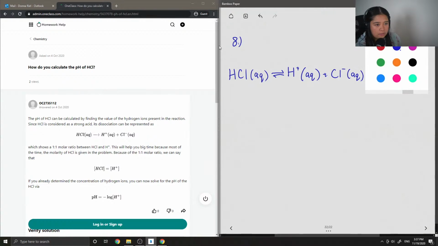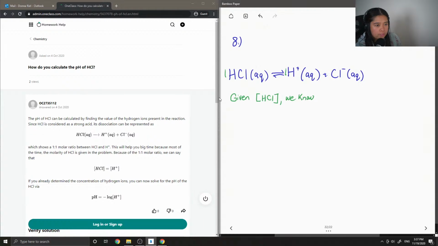Okay, so once you know that this is what happens when HCl is dissociated into its ions, if a question gave us the concentration of HCl, we know that since this whole reaction is all 1 to 1 to 1, all of their concentrations will be equal to each other.